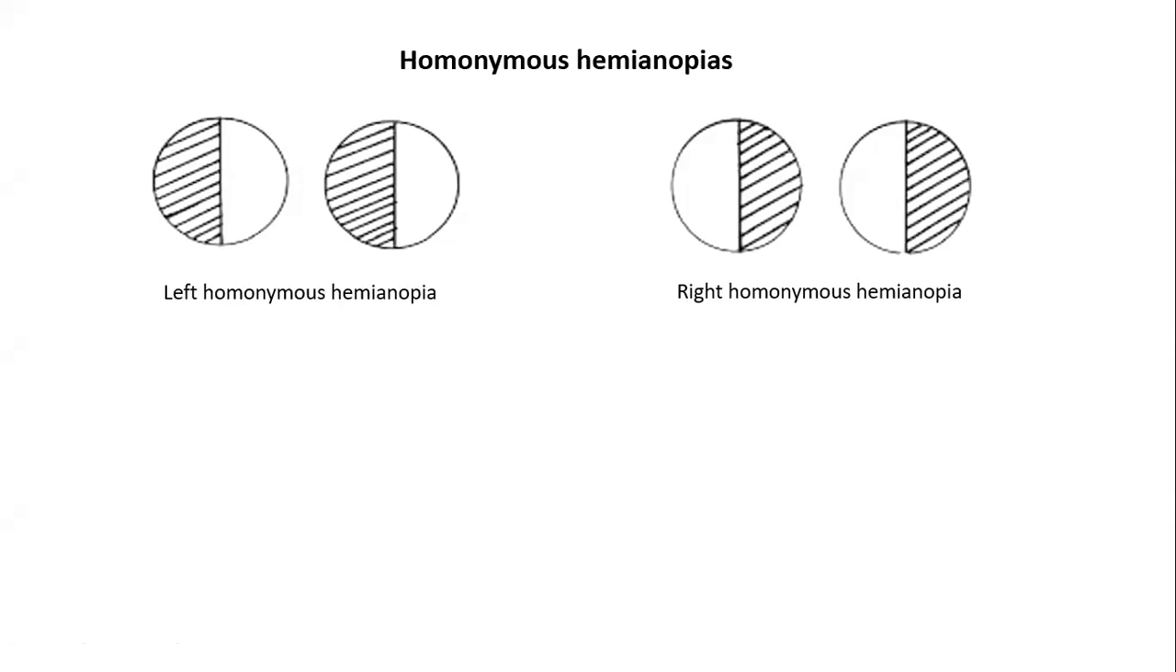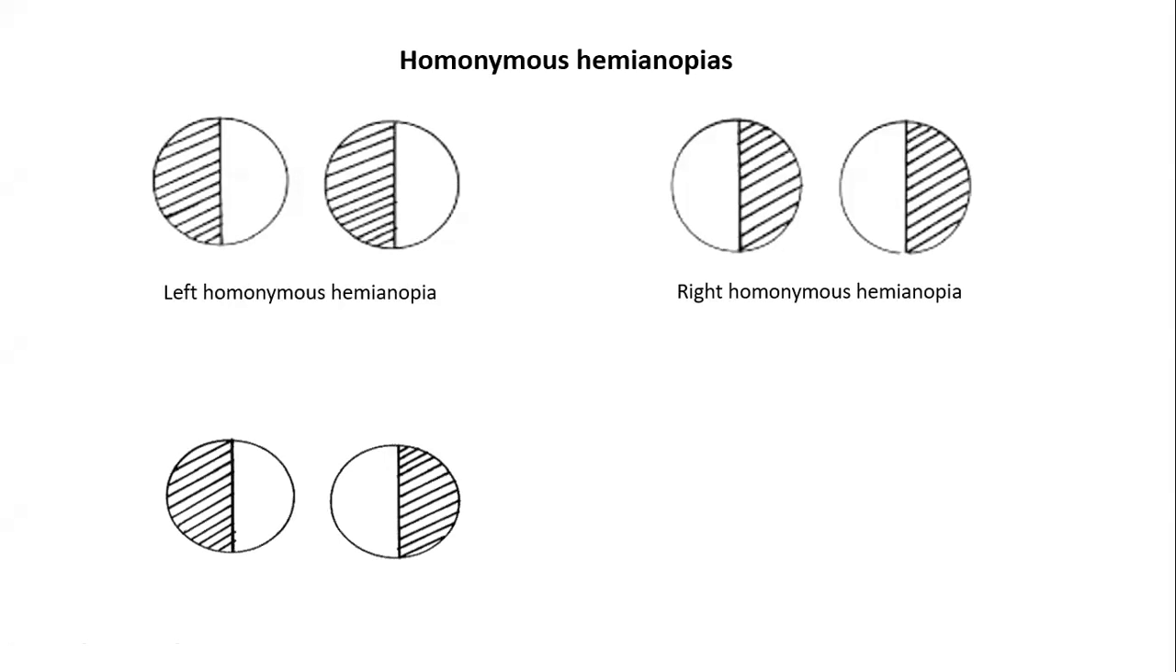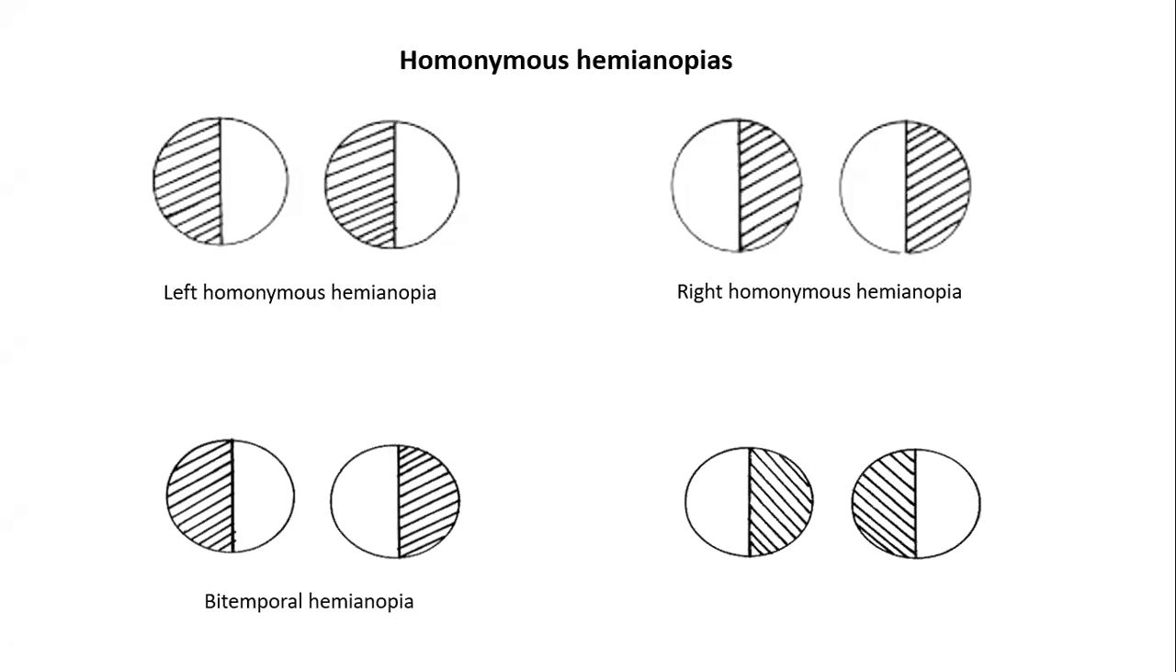So then we have another entity. This is called the heteronymous hemianopia. Here, the field defect is on different sides in each eye. So for example, here we have the visual field defect on the right side of right eye and left side of left eye. So this would be a heteronymous hemianopia. And since it is on the temporal aspect of both the eyes, we call it a bitemporal hemianopia. Okay. And the exact opposite would be a binasal hemianopia, where the field defect is on the left side of right eye and right side of left eye.